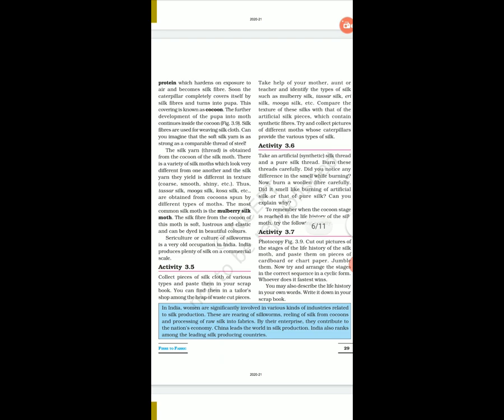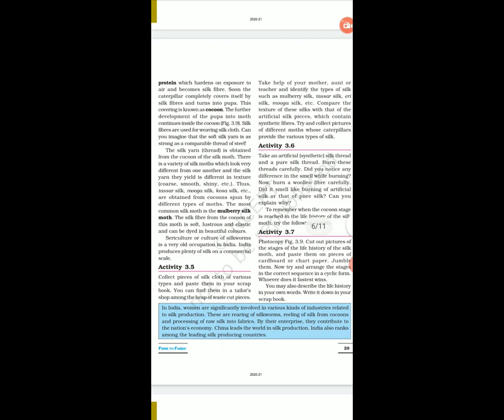Activity 3.7, that is, photocopy figure 3.9. Now cut out pictures of the stages of life history of a silk moth and paste them on pieces of cardboard or chart paper. It is a puzzle. You can make the puzzle and arrange it. And you can draw this and write the answer on the life history of a silk moth.